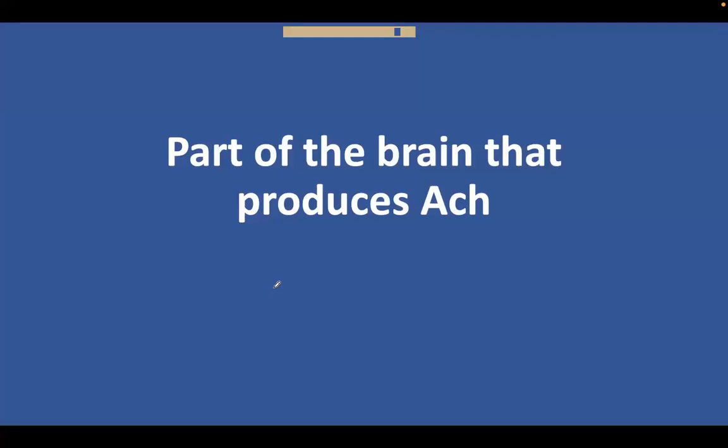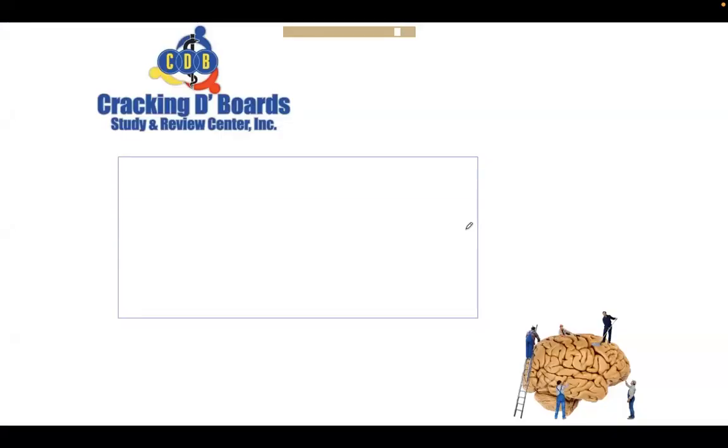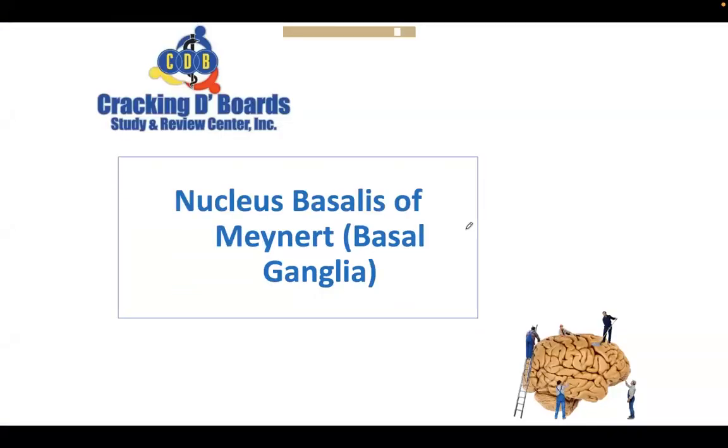Now, what part of the brain produces acetylcholine? What specific nucleus is very rich in cholinergic neurons? So I'm giving you a hint. It is a nucleus. So this is the nucleus basalis of Meynert, which you find in the basal ganglia. So nucleus basalis of Meynert.